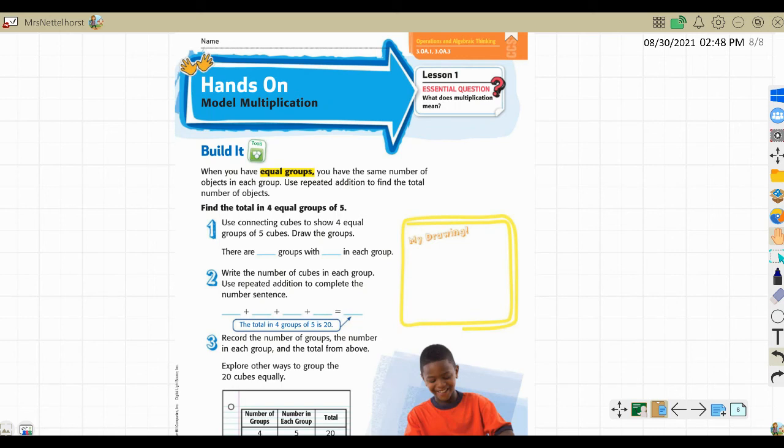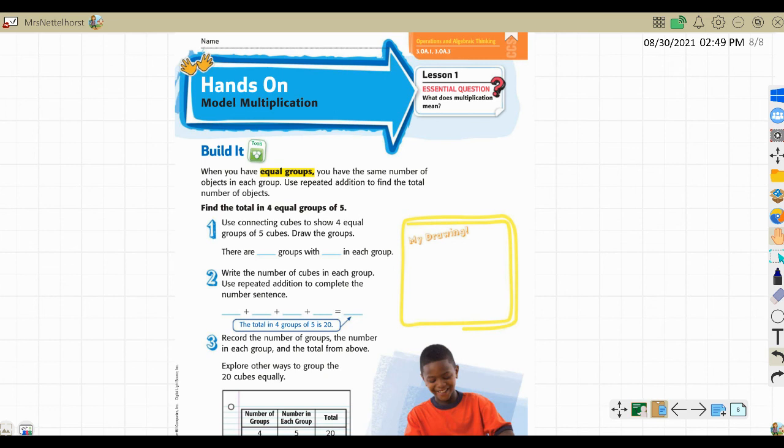So when you have equal groups, you have the same number of objects in each group. Use repeated addition to find the total number of objects. So the first direction says find the total in 4 equal groups of 5. We're not going to use connecting cubes. We're just going to draw dots and circles. So use connecting cubes to show 4 equal groups of 5 cubes.